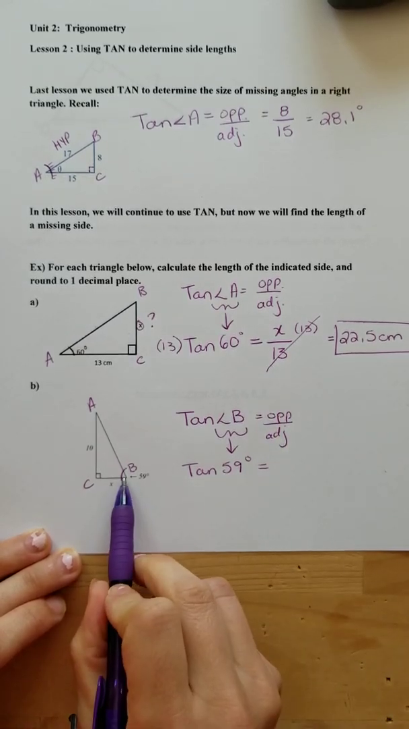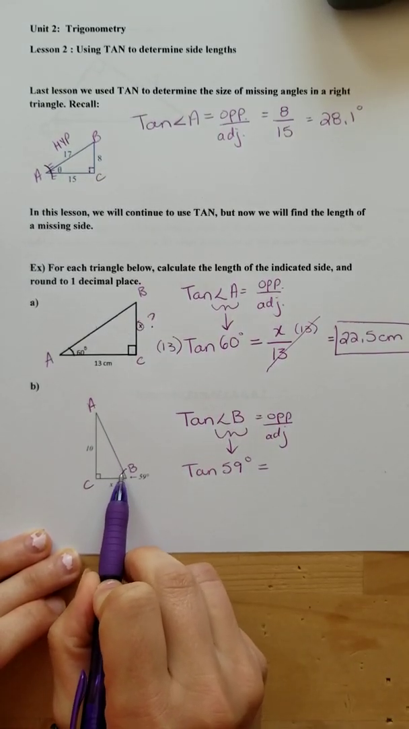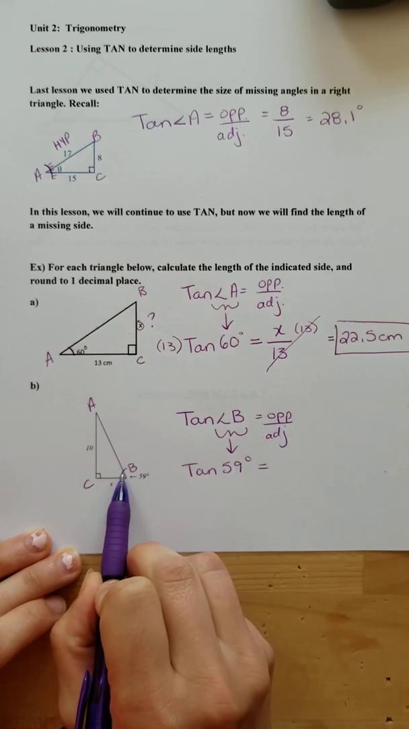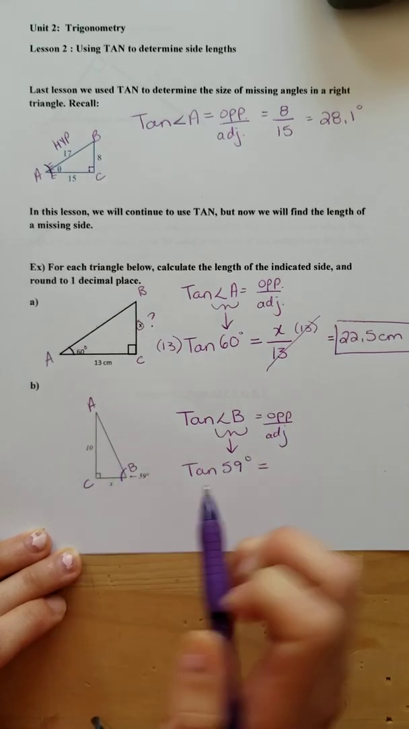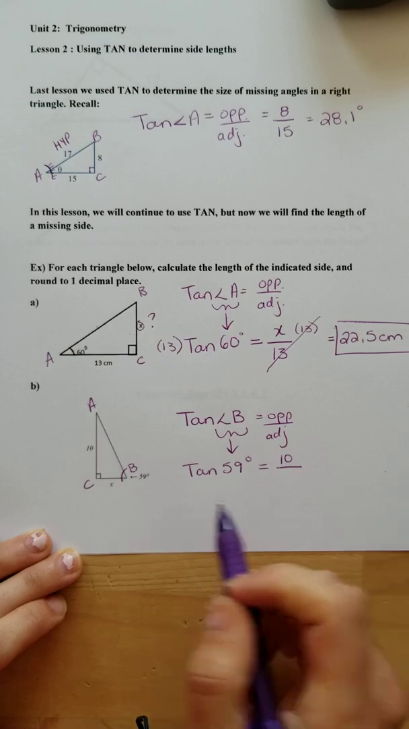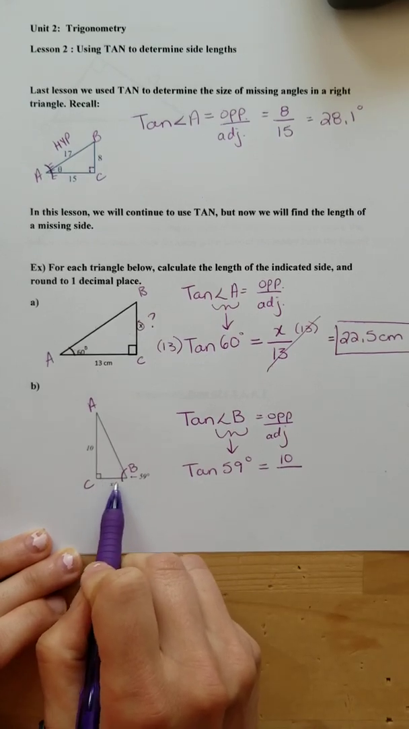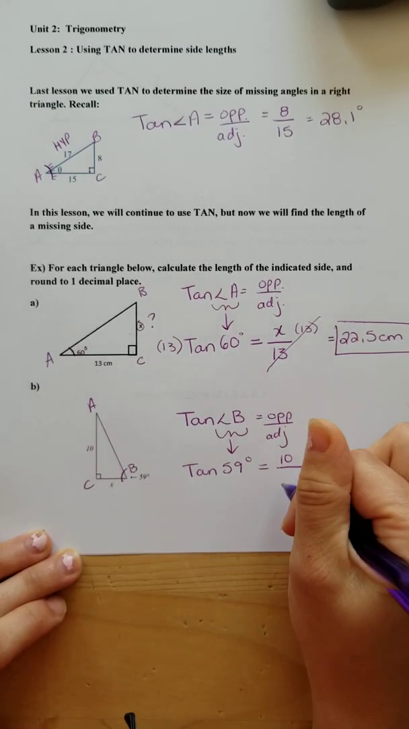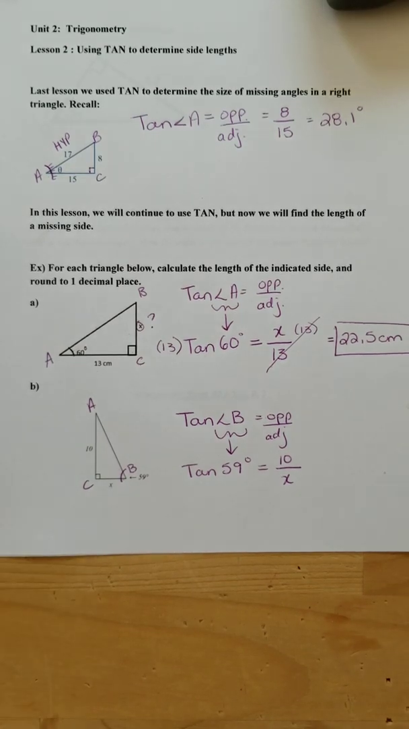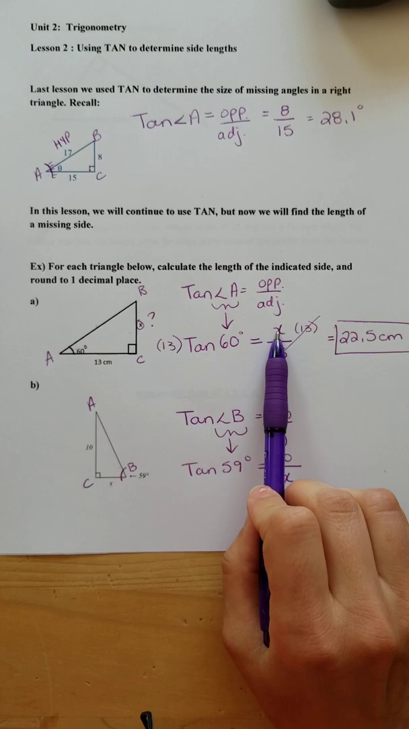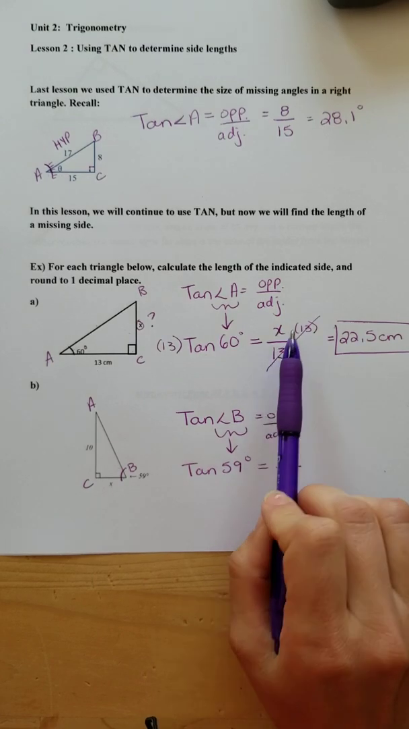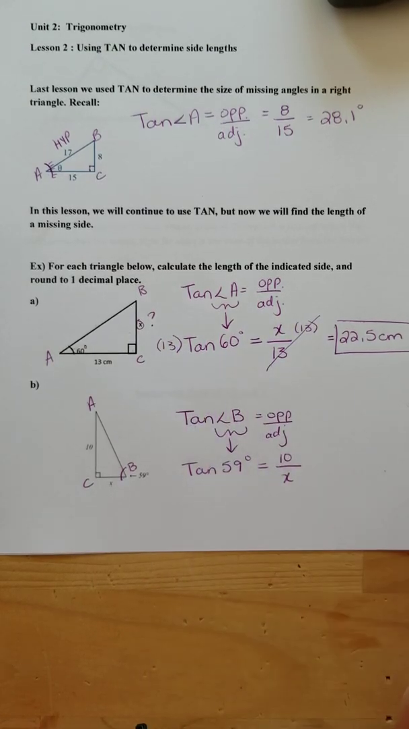Now, looking from angle B, this is like my eyeball. I have to put the opposite side on top. So the opposite side is the 10. And then the adjacent side, the one right beside my angle, is X. Okay, so in this case, up here, X was on top, and we had to get rid of the 13 on the bottom. So we just multiplied by 13, easy peasy.